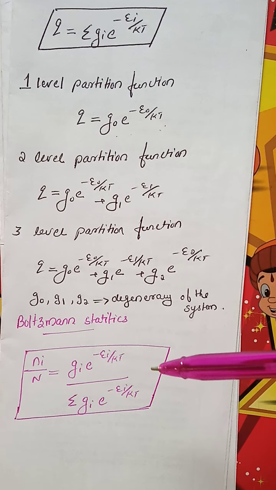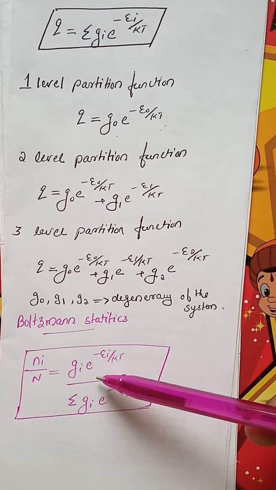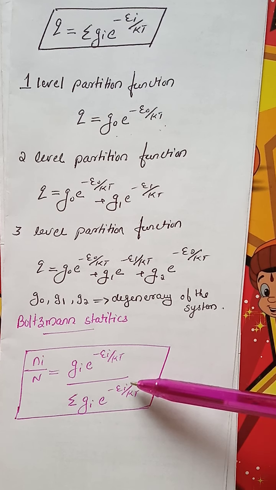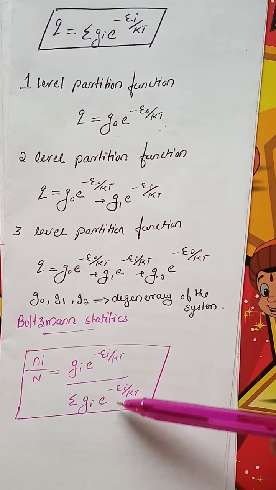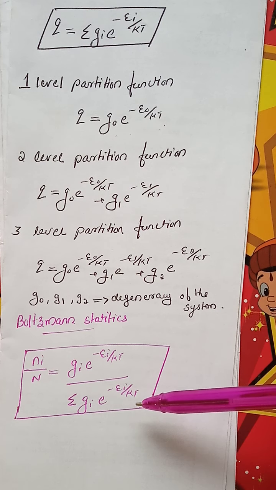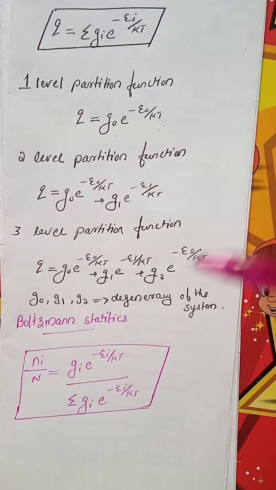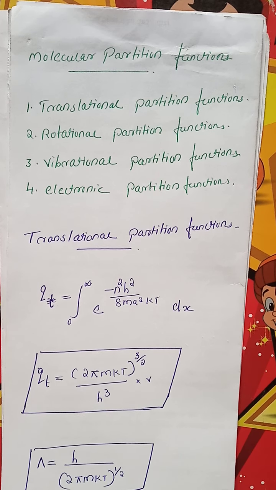Moving on to the Boltzmann statistics, that is Ni by N is equal to Gi e raised to minus Ei by kT divided by sigma Gi e raised to minus Ei by kT. Here E is the energy, k is the Boltzmann constant, T is the temperature and Gi is the degeneracy of the system. And the molecular partition function is divided into four types, that is translational partition function, rotational partition function, vibrational partition function and the electronic partition function.